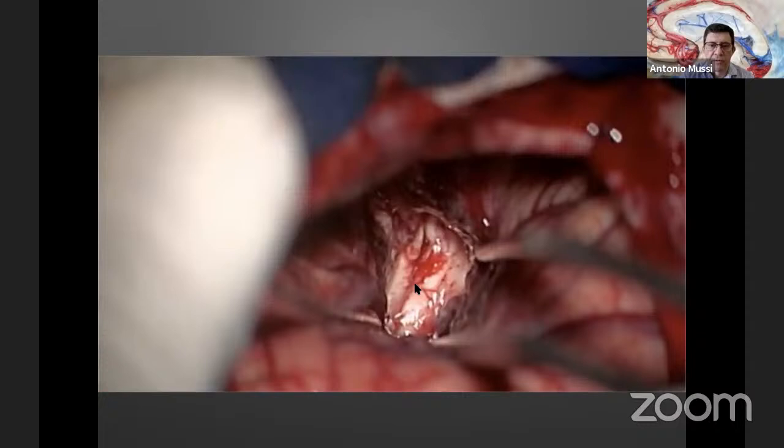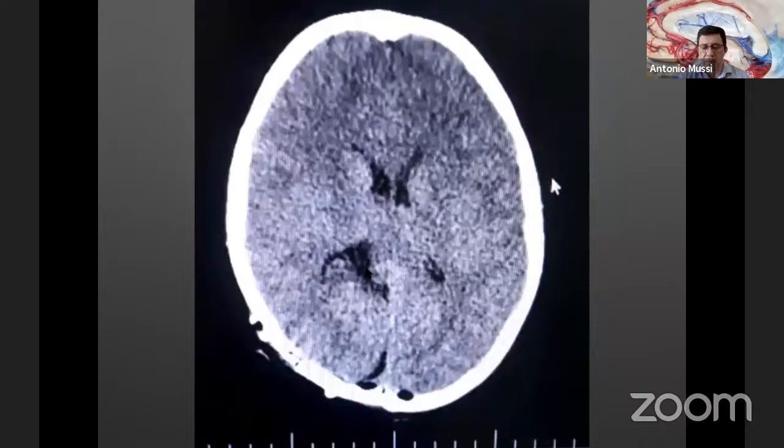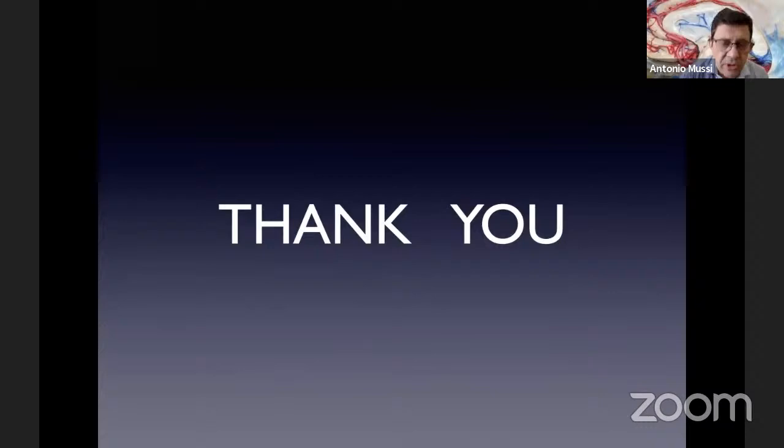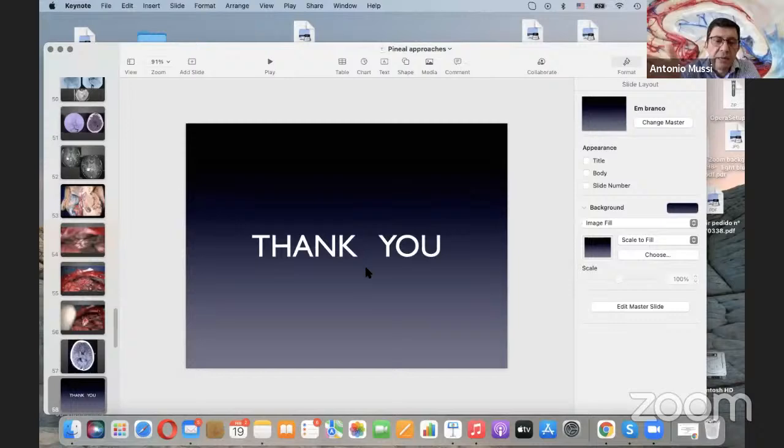And this is the post-operative view. So I would like to thank you. I just did a revision of the angles and limitations of each approach. And I thank you again for the opportunity to participate.